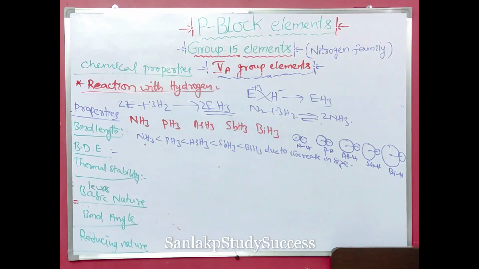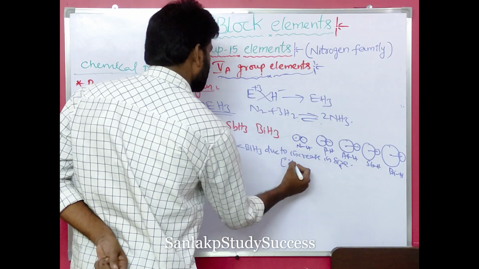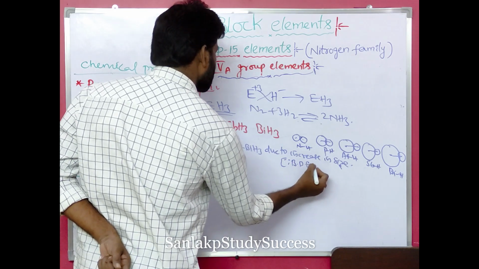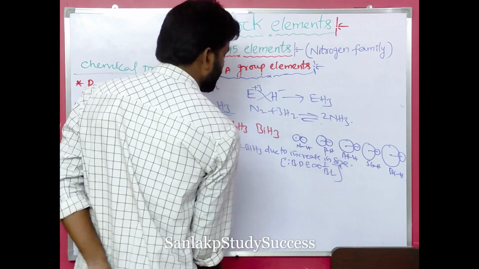Now the second one is bond dissociation energy. We know that bond dissociation energy is inversely proportional to bond length. If bond length is more, that bond is weaker.